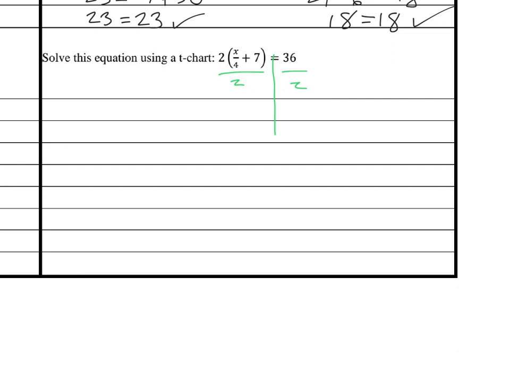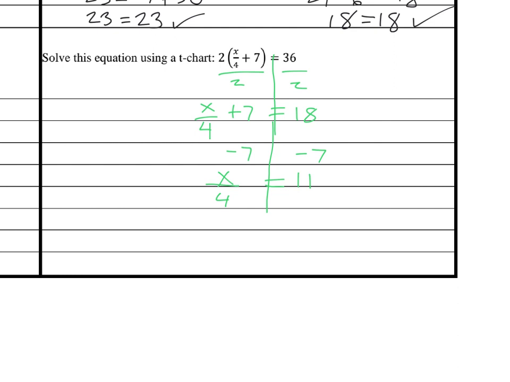And so then I get x divided by 4 plus 7 equals 18. And then x divided by 4 plus 7, I said plus 7 last, so I'm going to get rid of plus 7 by subtracting 7 on both sides. So then I'm left with x divided by 4 equals, I'm going to keep my line going here, 18 minus 7 is 11.